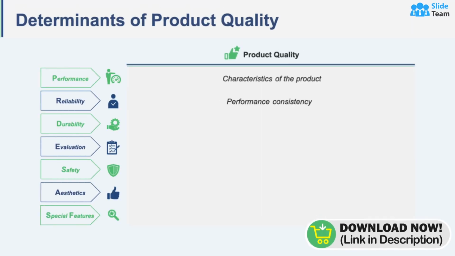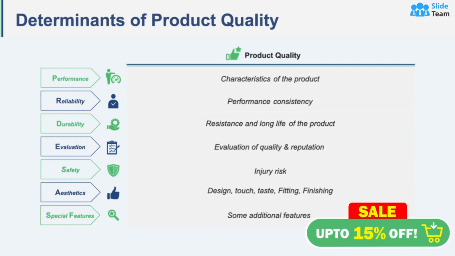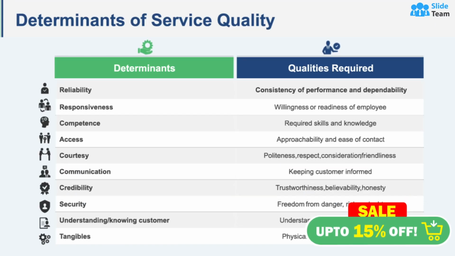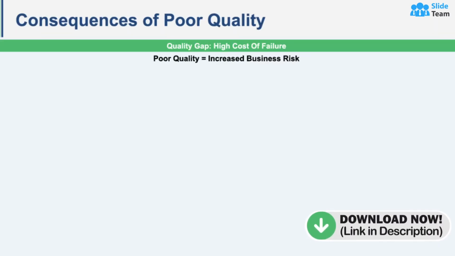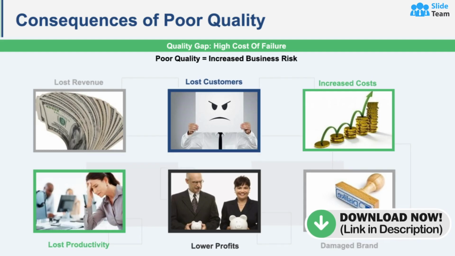Next up is the slide on determinants of product quality. These slides showcase the determinants. Use this PPT template to highlight why good quality is important and how severe the consequences of bad quality are.